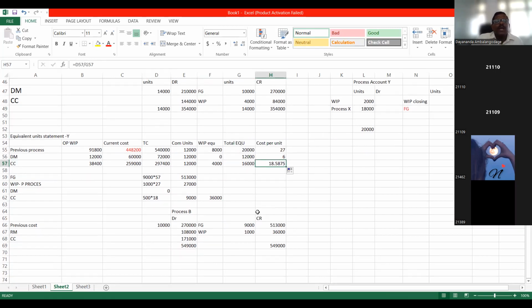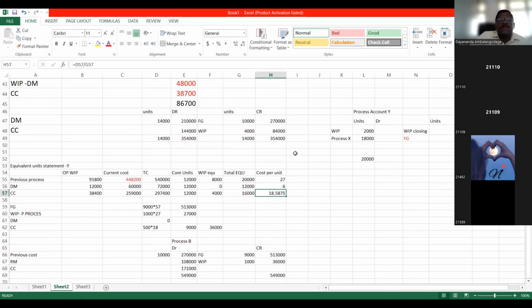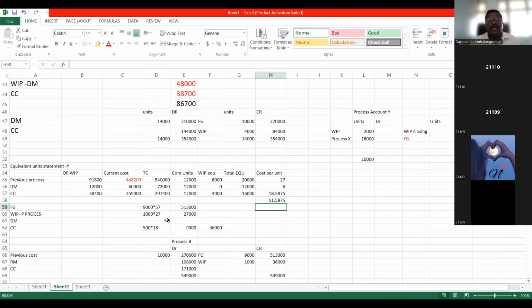Right? Now what you can do is value the closing inventory. So how are you going to value the closing inventory? Closing inventory is 12,000, right? What is the total cost here? So you can get the total cost also. Total cost is 51,000 something.